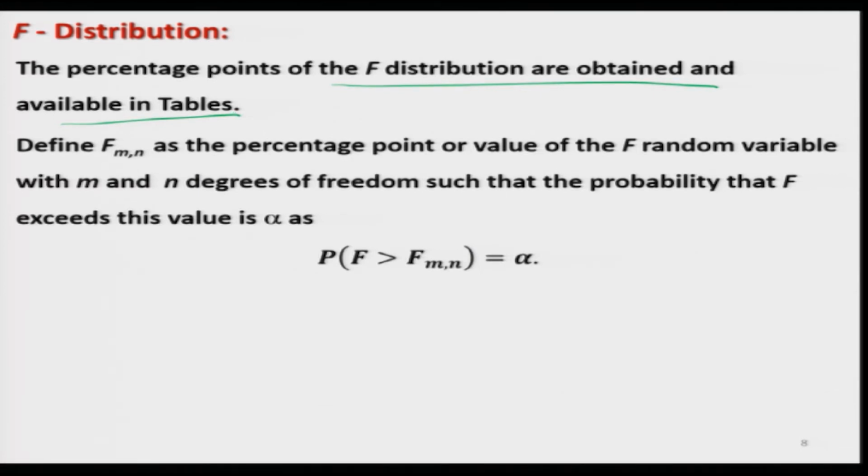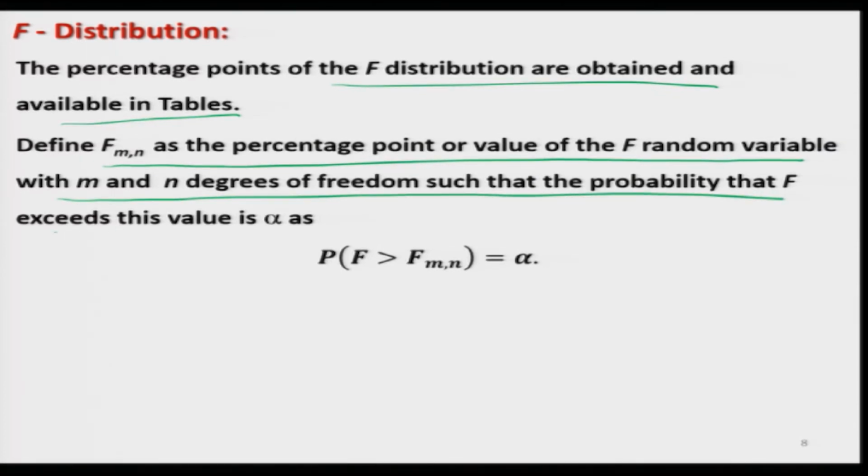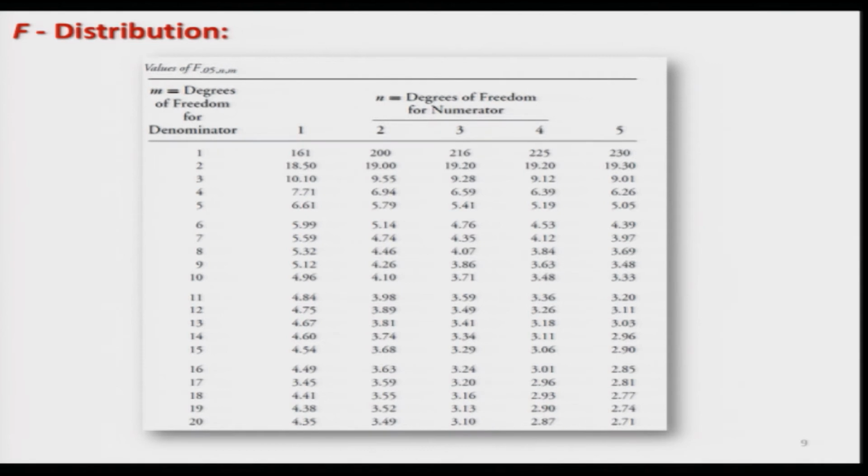And actually earlier, before the use of software, people used to use these tables for getting different types of probabilities, because the computation of the integral is quite complicated, right. So, if I define F_alpha(m, n) as the percentage point or value of an F random variable with m and n degrees of freedom, such that the probability that F exceeds this value is alpha, that means F is greater than F_alpha(m, n), and the probability of such an event is alpha. So, these values are tabulated in the form of different tables for different values of alpha.